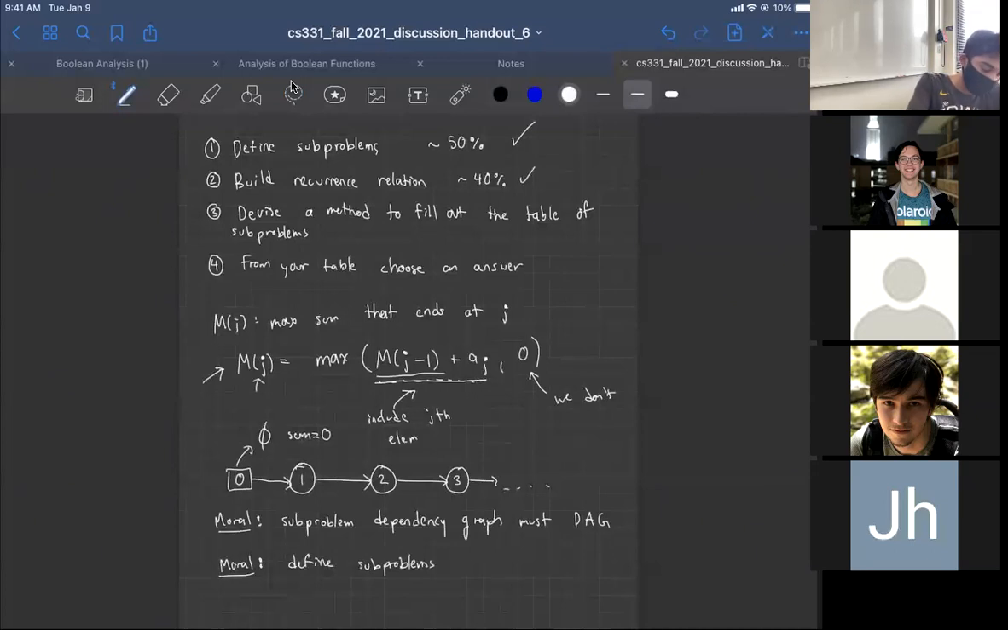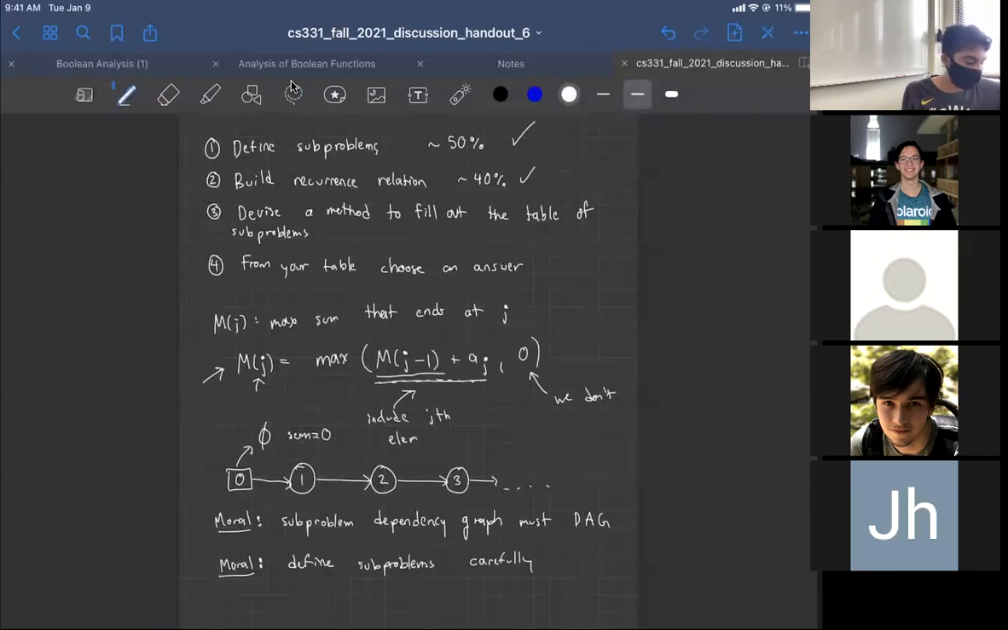So that's what I mean when I say define your subproblems very carefully, because that is absolutely the crux of dynamic programming: the subproblems and then the recurrence relation. Once you define the subproblems, everything else will fall into place. Hopefully, I mean, not always, but generally that's how it is.